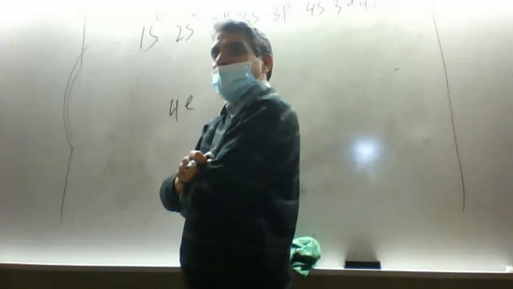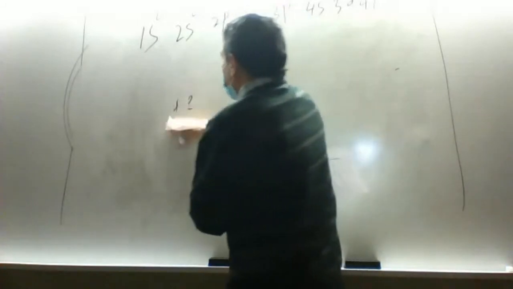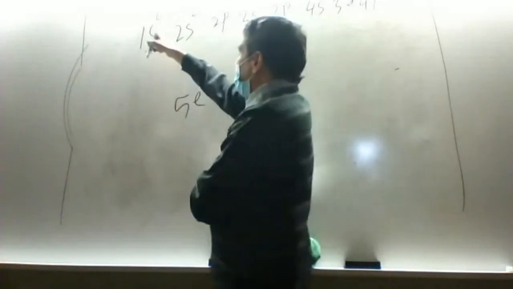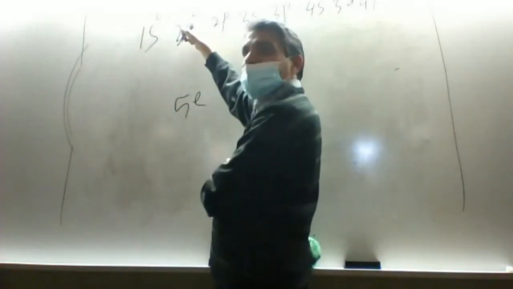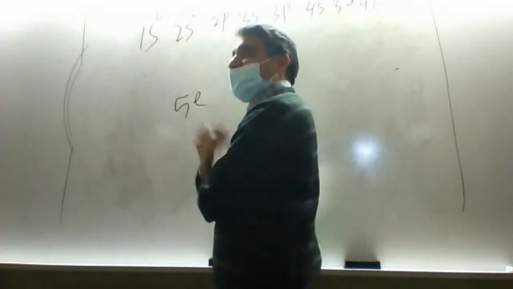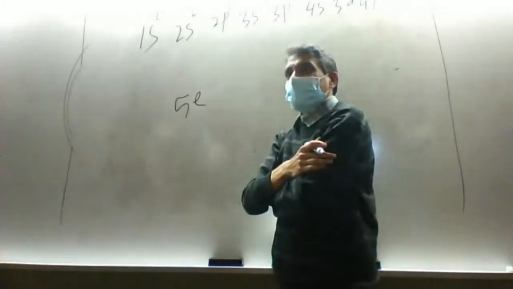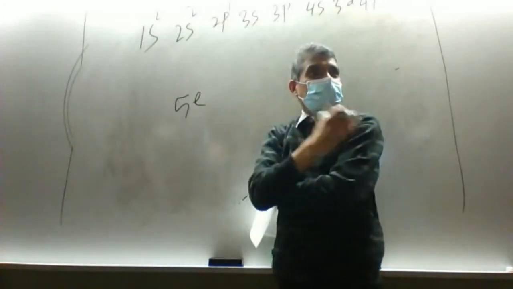Now, let's say I have 5 electrons here. Out of 5, I put 2 here, and I put 2 here. 4 are already gone. So where should I put the 5th electron? Here. Makes sense? That's how you need to put it.